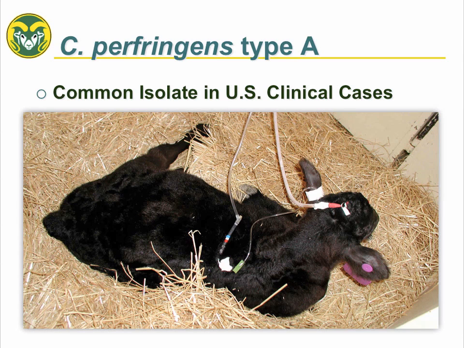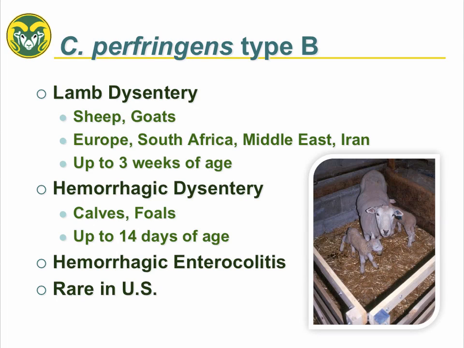So here's a typical beef calf. You can see that belly. This calf needs some help. We'll show you that calf again a little bit later. Okay, that's enough of type A. Any questions on type A?